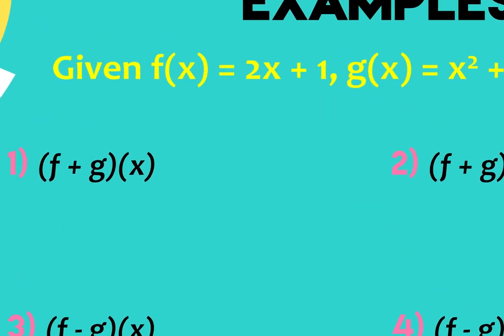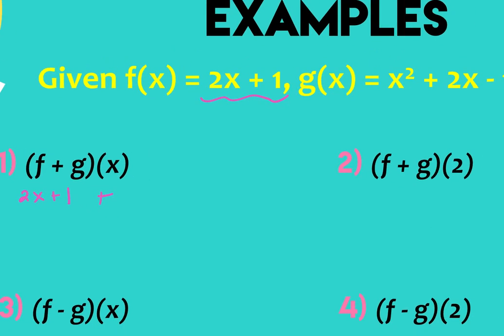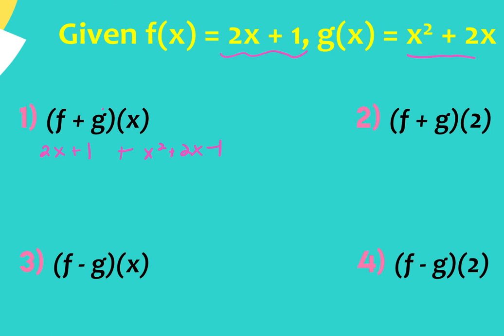So you're literally taking what f of x is, which is 2x plus 1, and adding it to what g of x is, which is x squared plus 2x minus 1, and then combining your like terms. So I have 1x squared, I have a 2x and a 2x, which is a 4x, and then I have a positive 1 and a negative 1, which cancels out. And that's as simplified as it gets, and that's your answer. You would leave it just like that.